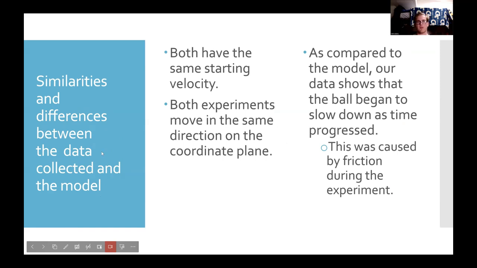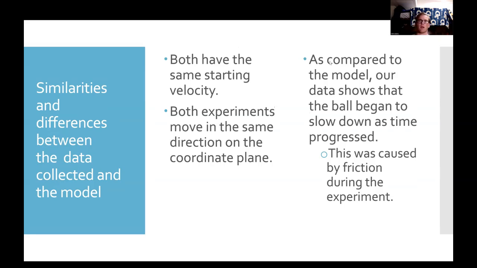Some similarities and differences between the data and the model that we noticed: both have the same starting velocity, and both experiments move in the same direction on the coordinate plane. Compared to our model, though, our Tracker data shows that the ball began to slow down as time progressed. This was caused by the friction of the experiment.